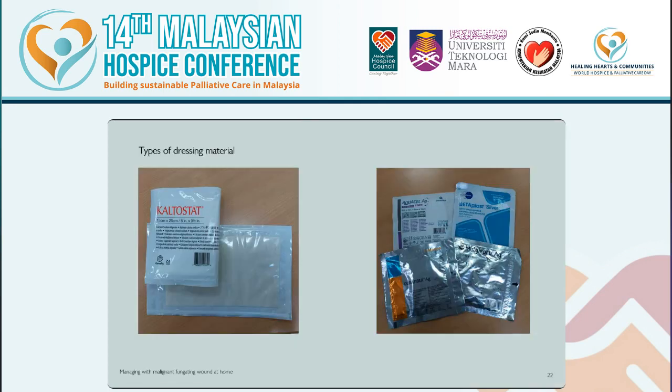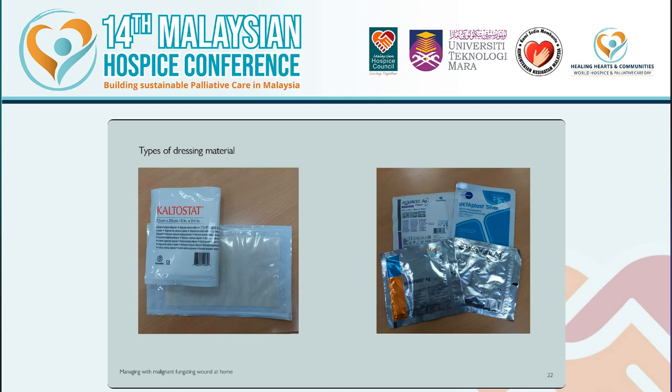Here I just show you a few examples of the dressing material, like Kaltostat, the alginate dressing, and also a few of the hydrofiber and silver dressings. So whatever you see with Ag, these are the silver impregnated dressings, but they are very expensive. For those who can afford it, you can suggest them to use it. But for those who can't, you can just use absorbent dressing as what I said just now to control the odor and also the exudate and also the bleeding.